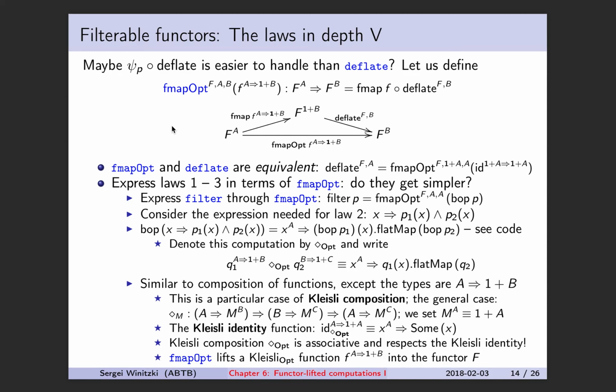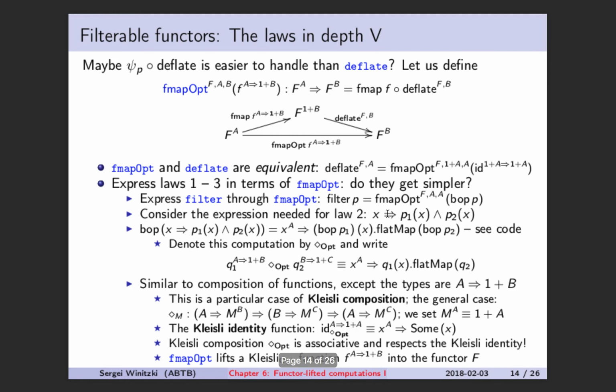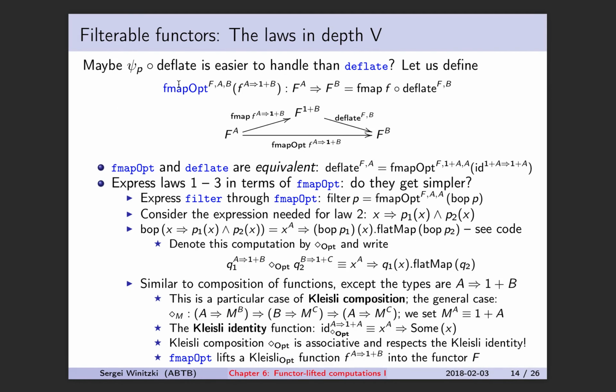Now we are down to 3 laws, but we seem to have this composition. Psi p was an auxiliary function defined previously. We seem to have this composition often. So what if we define a new function through this composition? And this new function I call fmap opt, which is kind of fmap, except the signature of the function f is not a to b, but a to 1 plus b, or a to option b.